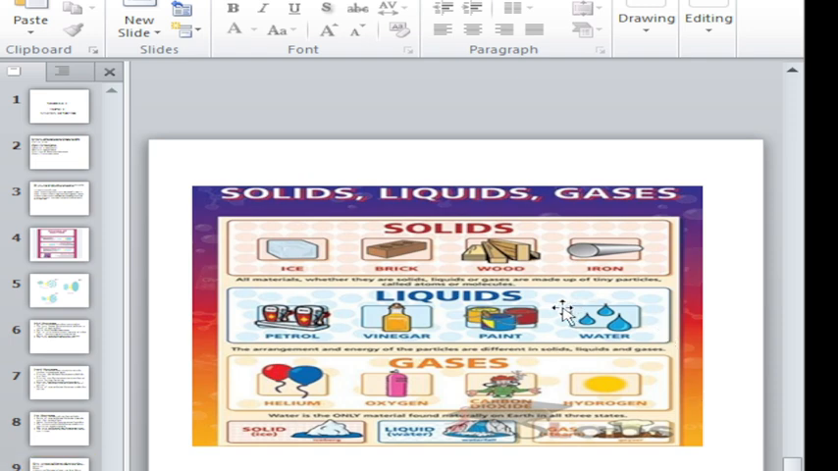Dear learners, the following are examples of solids, liquid, and gaseous materials in our everyday life. In solid state, the following are examples: ice, brick, wood, iron. Liquids, we have petrol, vinegar, paint, water. Gases, we have helium, oxygen, carbon dioxide, hydrogen.